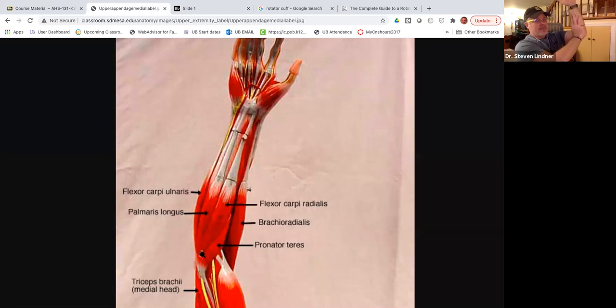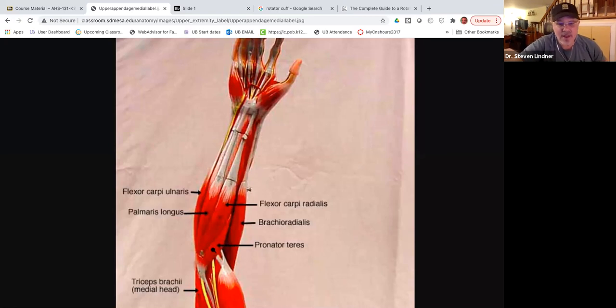Your thumb represents the Pronator Teres. Your pointer finger represents the Flexor Carpi Radialis. Your middle finger going right down the center of the palm is the Palmaris Longus. And then your ring finger, which is on the ulnar side, is Flexor Carpi Ulnaris. The pinky is nothing. So it's just those four fingers.